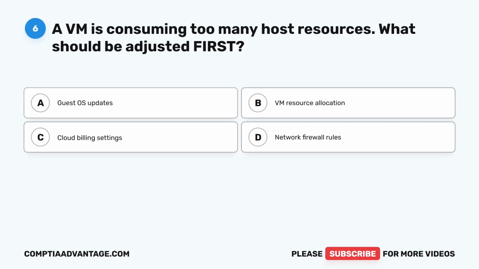Question 6. A VM is consuming too many host resources. What should be adjusted first? A. Guest OS updates. B. VM resource allocation. C. Cloud billing settings. D. Network firewall rules. The correct answer is B.